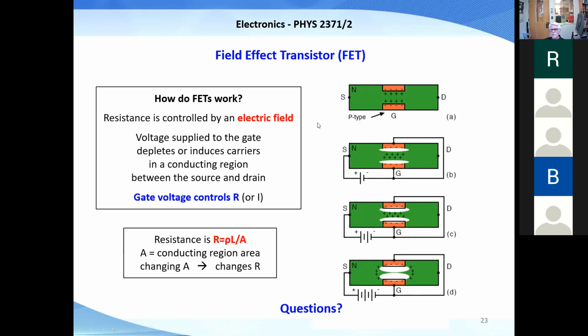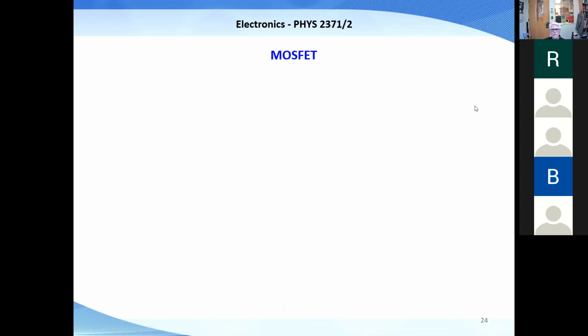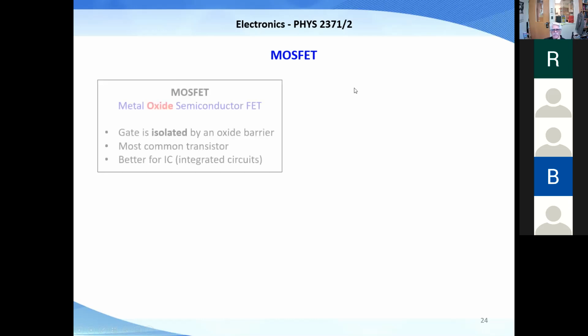Okay, so we've gone from the p-n junction, the bipolar junction transistor, to the field effect transistor. Now, for modern electronics, we're going to go 2 more steps. I mean, we're still going to use the FET, but we're going to use them in different ways for digital electronics. Something called a MOSFET, metal oxide semiconductor field effect transistor. So it's a field effect transistor, but there's an oxide in it.